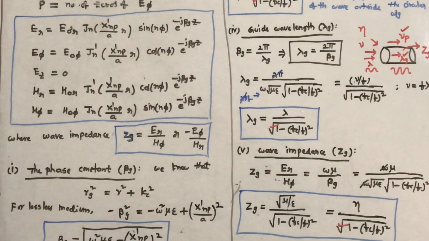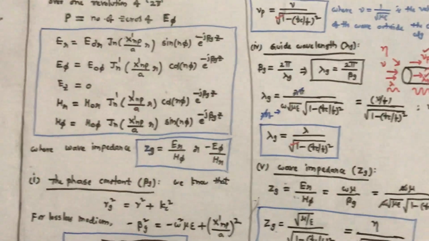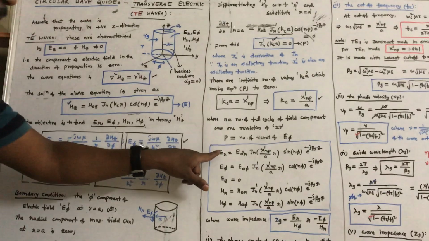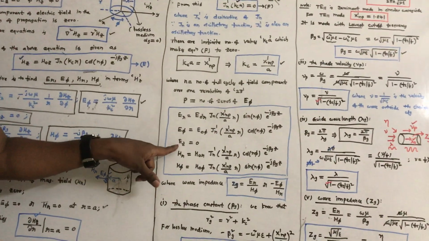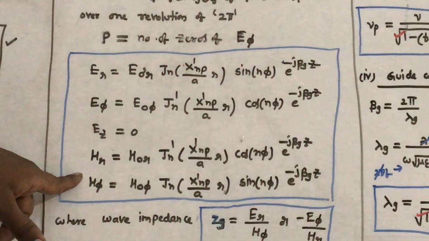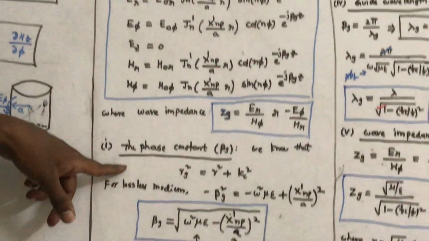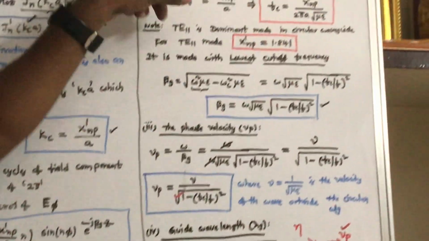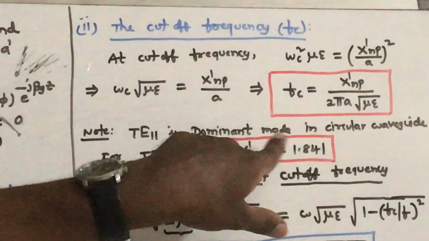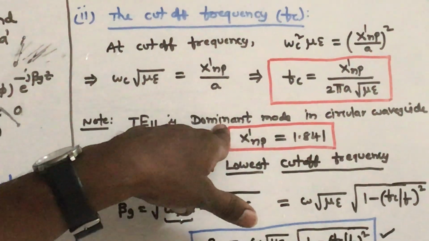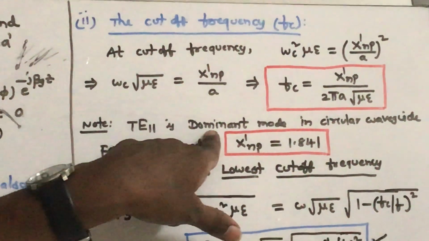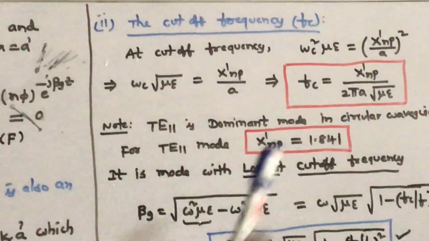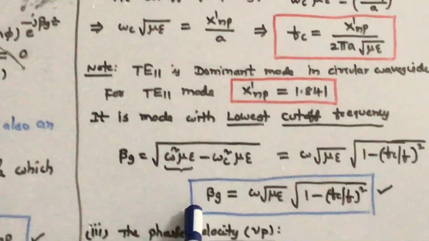So this is what you have to derive for TE waves. We have to derive the field components E rho, E phi, E z, H rho, H phi, and we have derived the phase shift constant. The phase shift constant is given by this formula. The cutoff frequency is given by this formula. TE11 is the dominant mode, the mode with the lowest cutoff frequency. For the lowest dominant mode, x dash np is equal to 1.841, and beta g is further reduced like this.